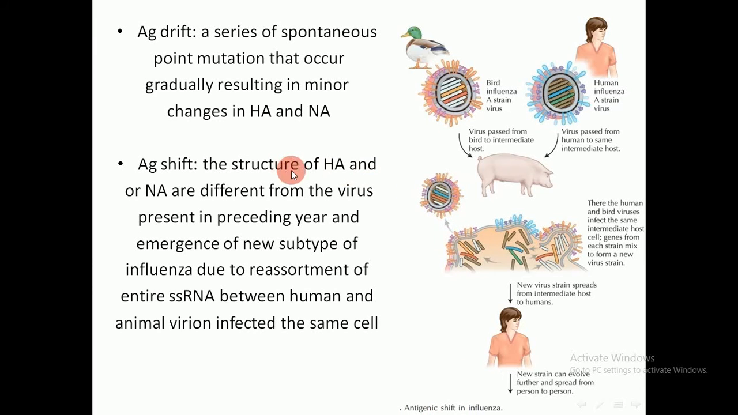So there is a complete change in the hemagglutinin and/or neuraminidase receptors on the cell surface of the influenza virus. While in the antigenic drift, there is a point mutation that results in minor changes in the hemagglutinin or neuraminidase. While in the shift, there is a complete change in these receptors, hemagglutinin or neuraminidase, which leads to emergence of a new strain of the influenza virus.